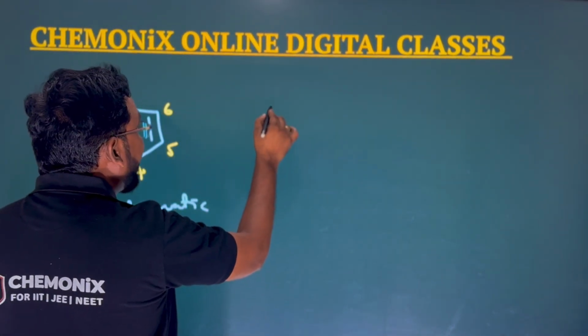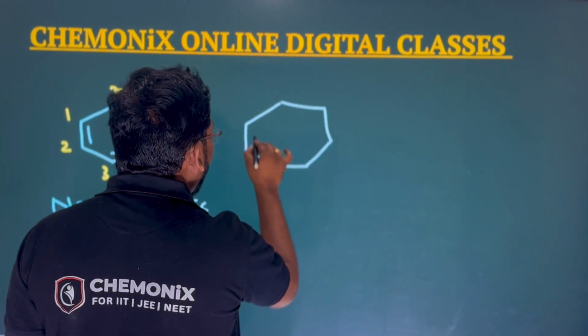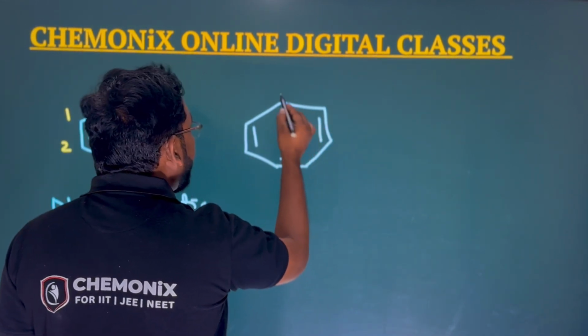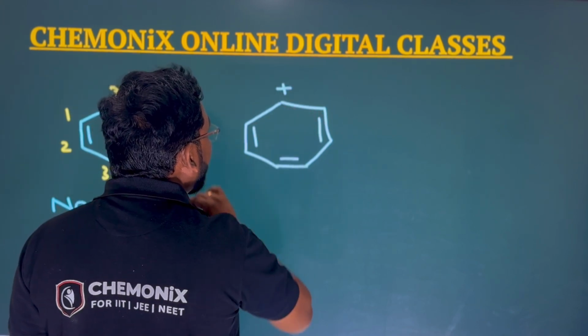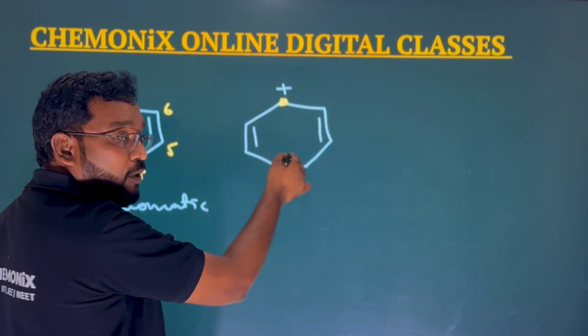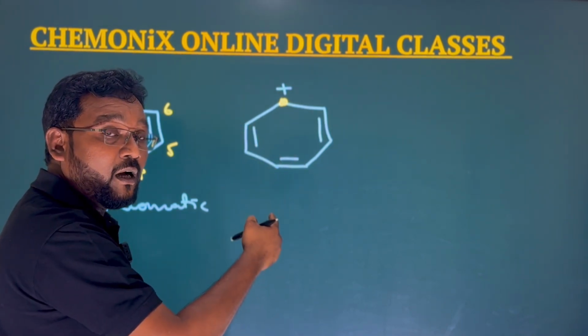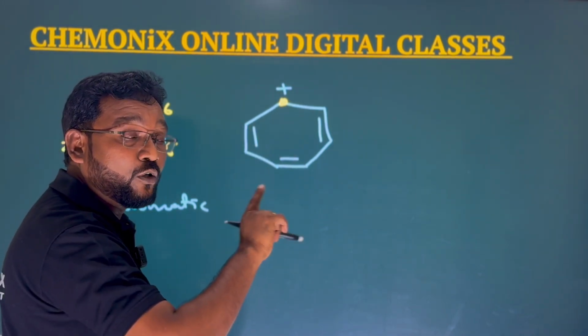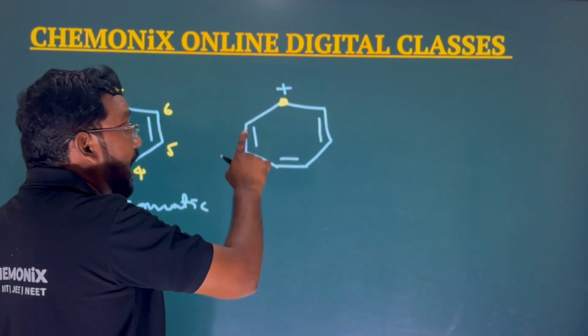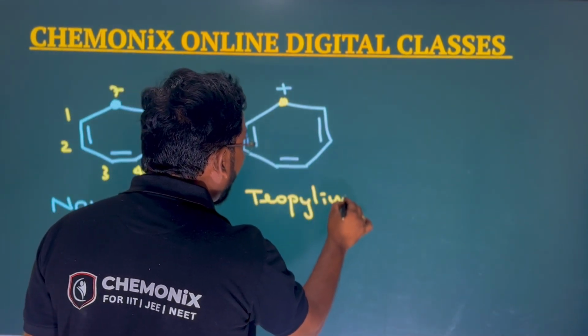Now if I bring that 7th carbon into the conjugation by generating a charge, let's see how its nature changes. Suppose I generate a positive charge here. Now this carbon comes into conjugation with all the pi bonds. So now it is a conjugative cyclic ring with 7 atoms in the ring. Therefore no doubt it will be a planar ring, and this is called a tropylium ion. Do remember the name of this ion is tropylium ion.